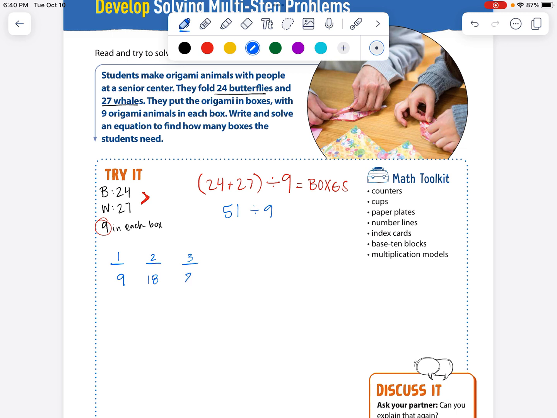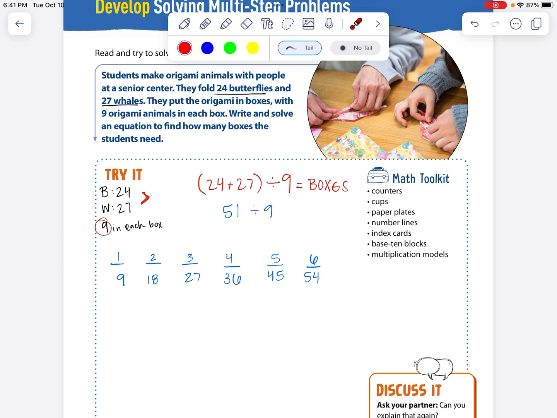that would be 27. Even Miss Jarvis struggles sometimes with math. Okay, box 4 is 36. Box 5 is 45. Remember, we're doing multiples of 9. We're skip counting by 9. Box 6 is 54. Okay, here's the problem. We can't have 54 because we only have 51 animals that we're dividing into boxes.